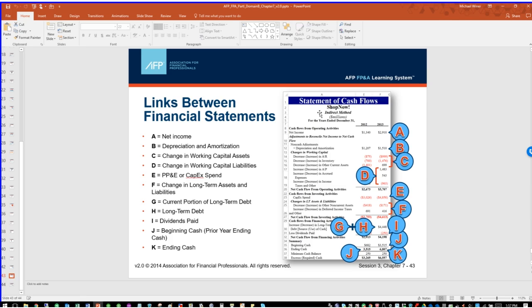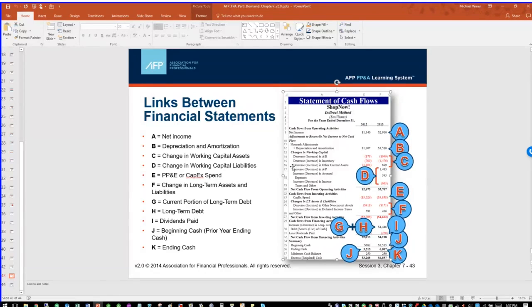Now I'm on my statement of cash flows, and they're showing us the same legend and the same letters, but where they hit. So A was our 2910, our net income. B was our adjustment for non-cash items, depreciation and amortization. We're adding back. And then C was our decrease or increase in current assets.